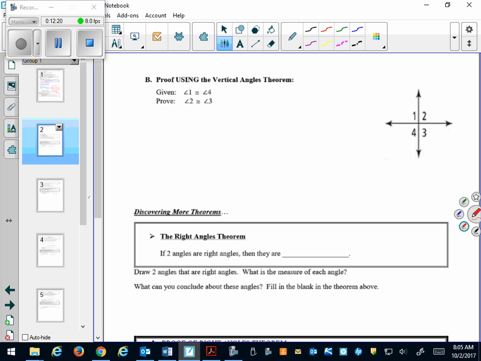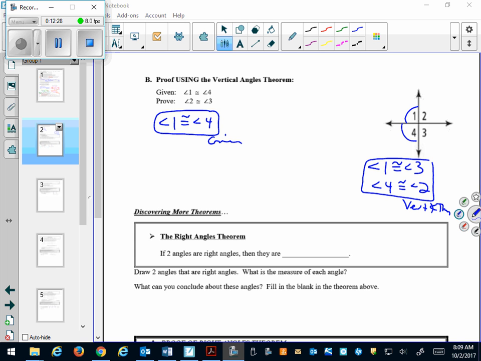Okay, so this is a proof using the vertical angles theorem. We can use the vertical angles in this diagram: 1 and 3, 2 and 4. They're congruent to each other. Now, when we used the vertical angles theorem in proofs before, usually our next step was to say the measures are equal, right? Because we were going to put them into an equation somewhere. So we had to get the measures equal. We don't have to do that here.